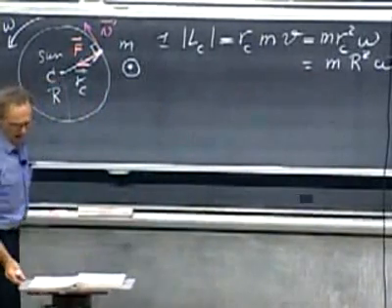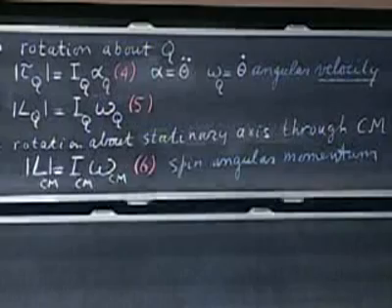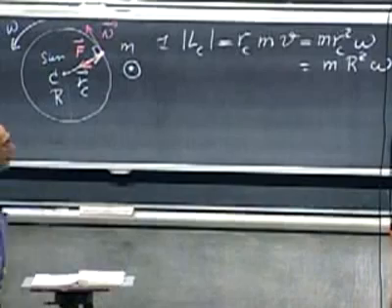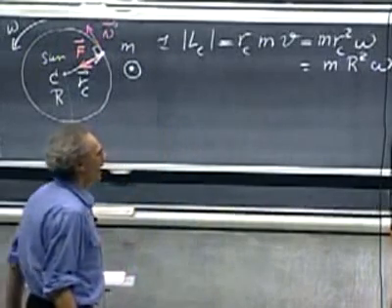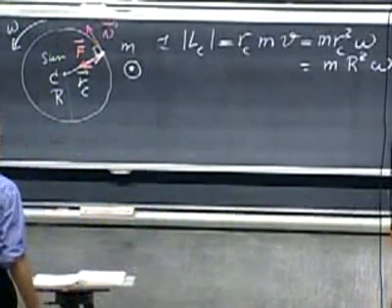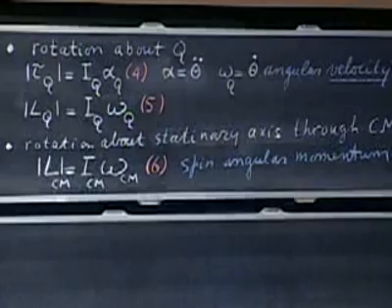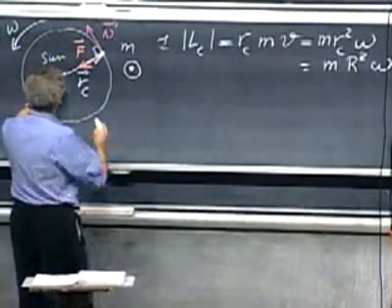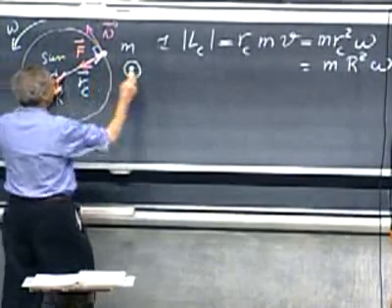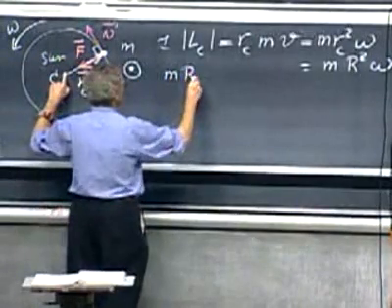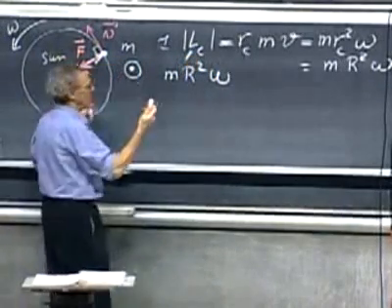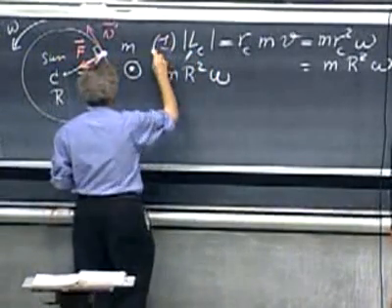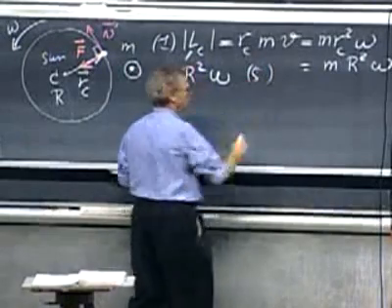You could have chosen equation 5, and you would immediately have said, aha, I have a rotation about point Q, which in this case is C, and so the magnitude of L about C equals the moment of inertia about point C times omega. The moment of inertia about point C for this object is clearly mr squared, and I multiply that by omega, and you see you get exactly the same answer. So this is equation 1, but this would be equation 5.